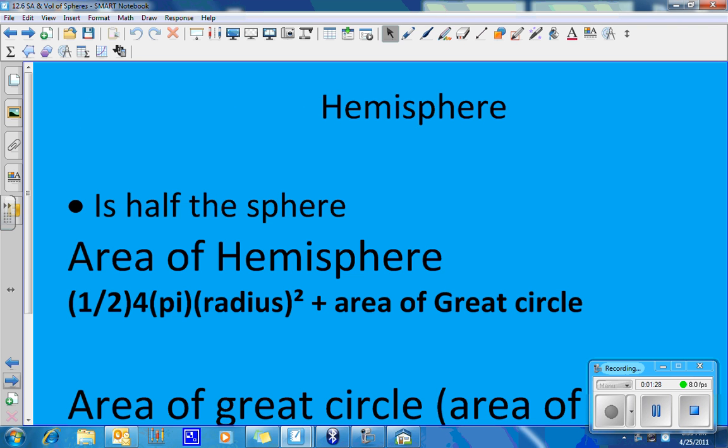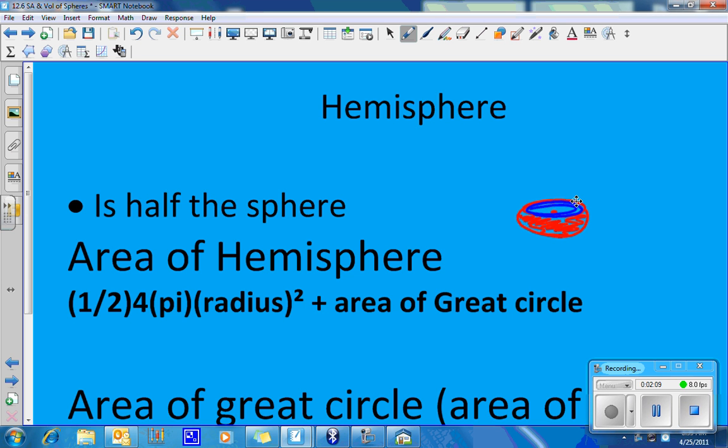Okay, so a hemisphere is half of the sphere. The area of a hemisphere is the area of a sphere times 1/2, and then you've got to add the circle, the top part of your sphere. Remember, a sphere is cut in half. Pretend that that's the best I can do, I'm sorry. Your sphere is cut in half. It's got the area of the sphere, which is half of it, like it normally would be, plus the area that is on top, that circle area.